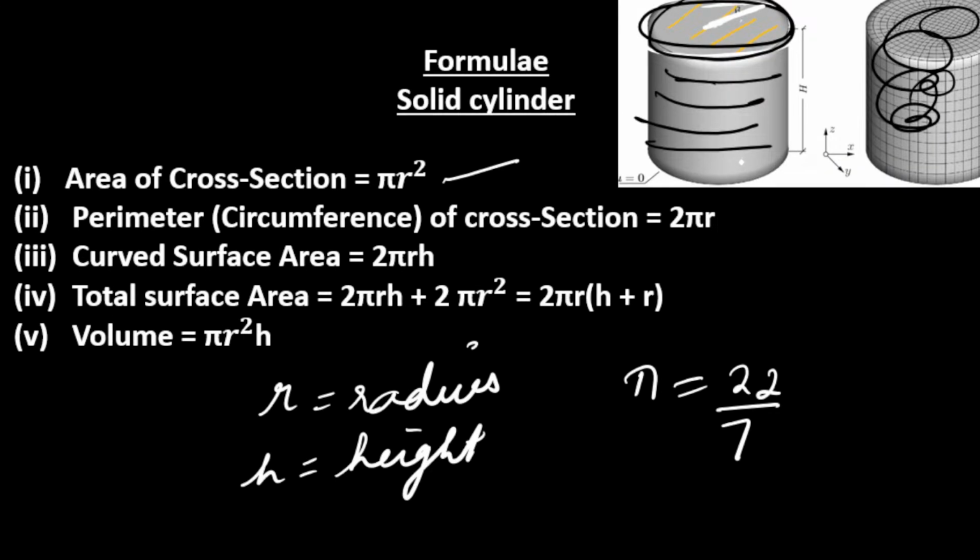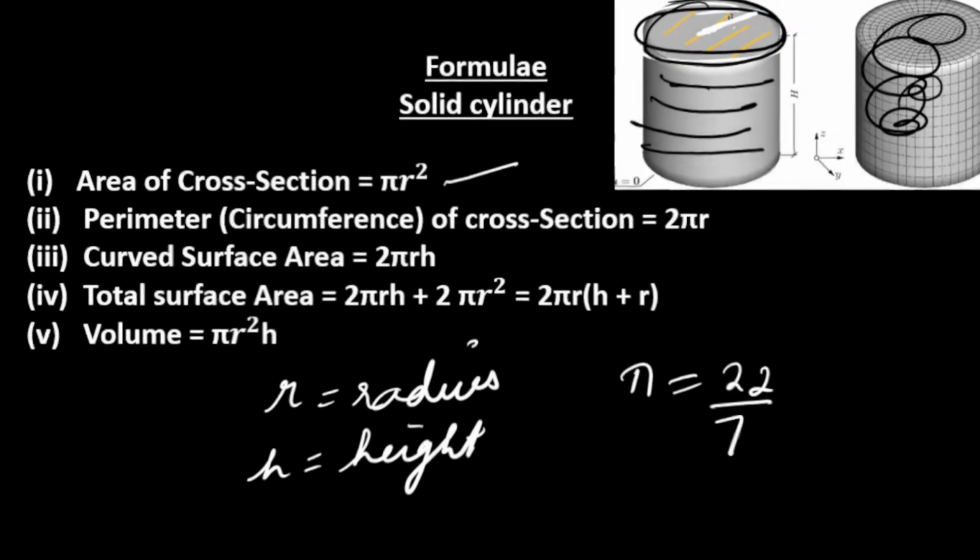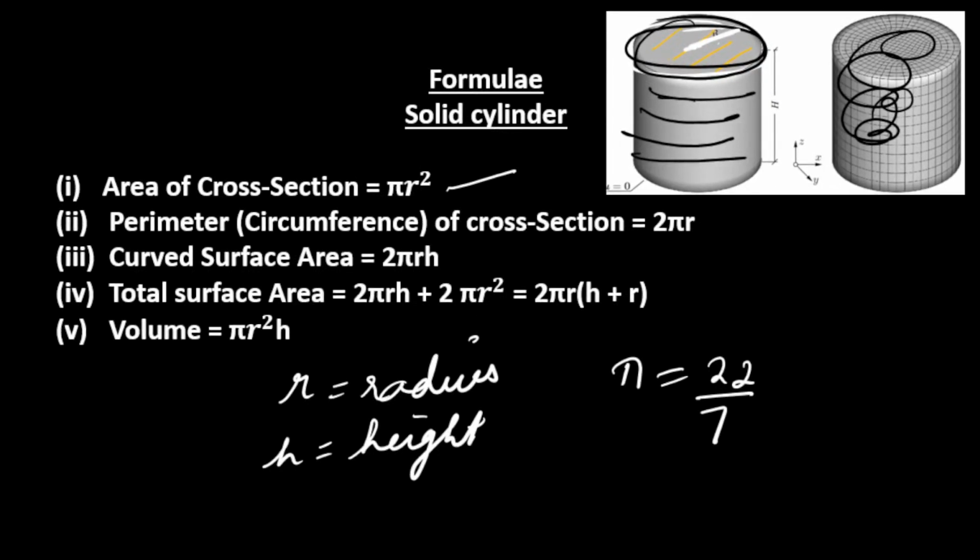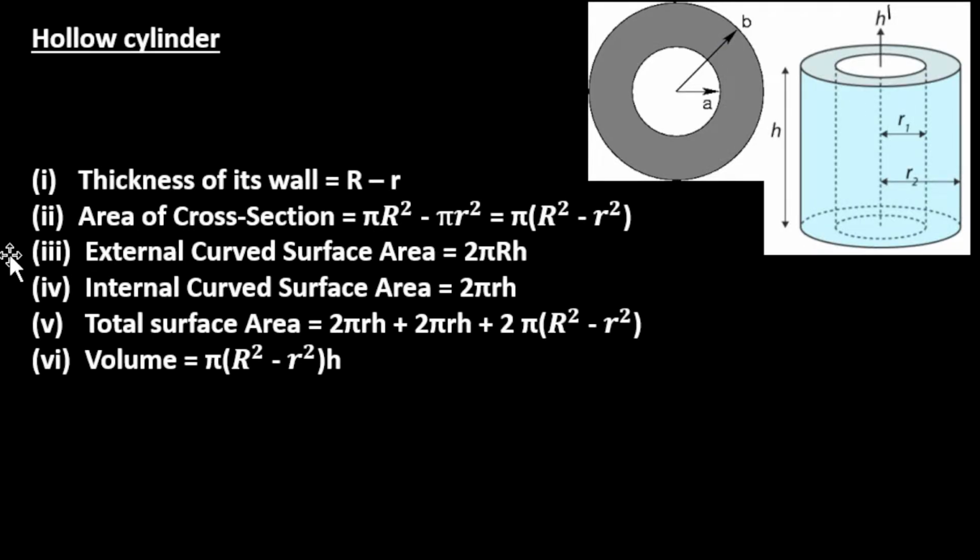Solid cylinder's image you can see. Solid cylinder looks like this. So we have hollow cylinder also. You can see hollow cylinder. Formulas for hollow cylinder, the image you can see here. Thickness is R minus r, where capital R is the external radius, from here to here, and small r is the internal radius. This is the thickness.